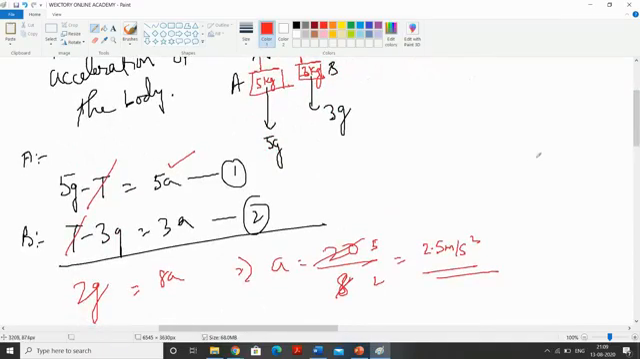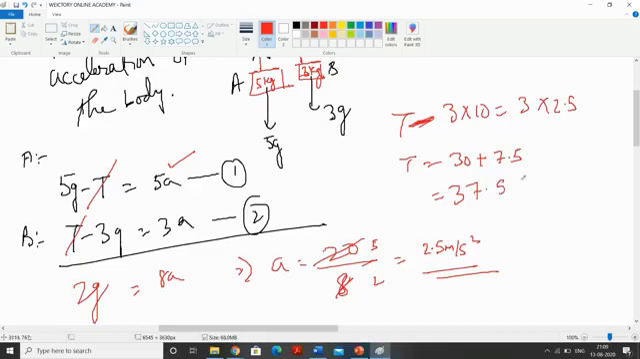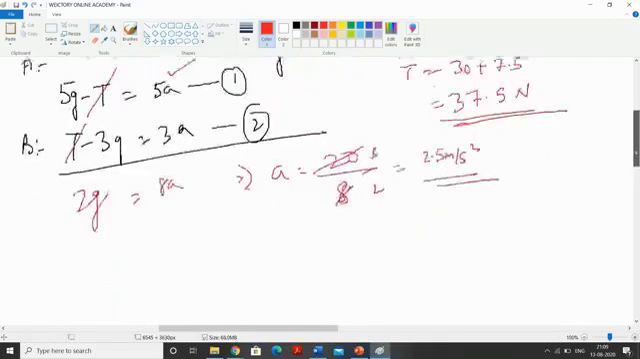So we'll substitute in the second equation. So T minus 3 into 10 is equal to 3 into 2.5. So T equals 3 into 10, which is 30, plus 7.5, which will give you 37.5 Newton. So that's the value of the tension.